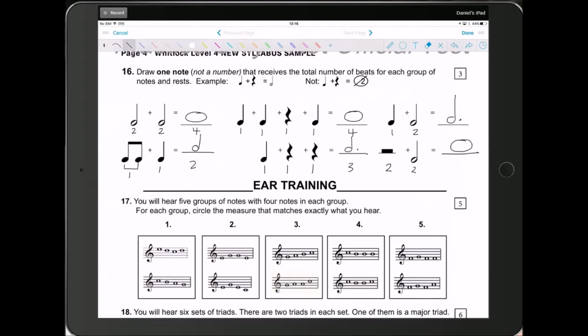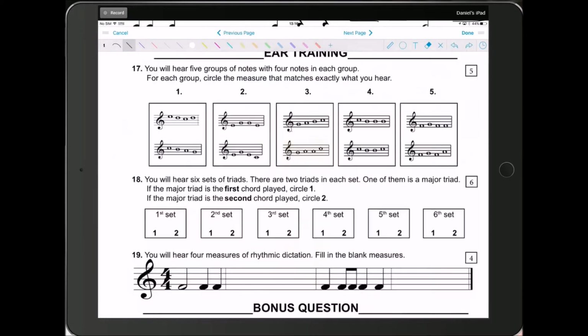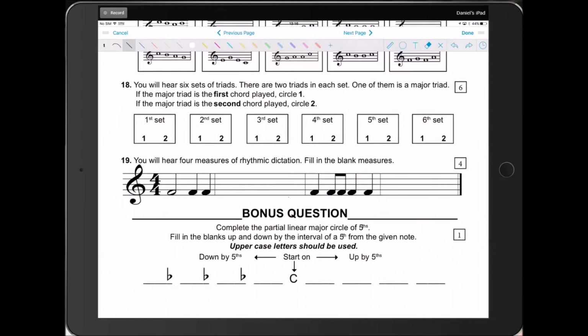I'm not going to do the ear training in the video, but as a bonus, I'm going to jump down real quick to the bonus question, because it's the exact same bonus question on every test, every year, always. So, here it says, the bonus question, complete the partial linear major circle of fifths. Fill in the blanks up and down by intervals of 5 from the given note.